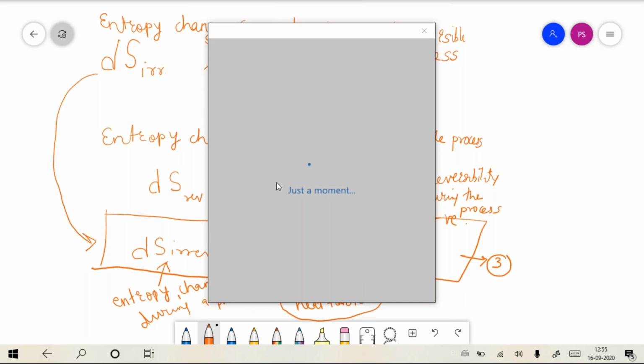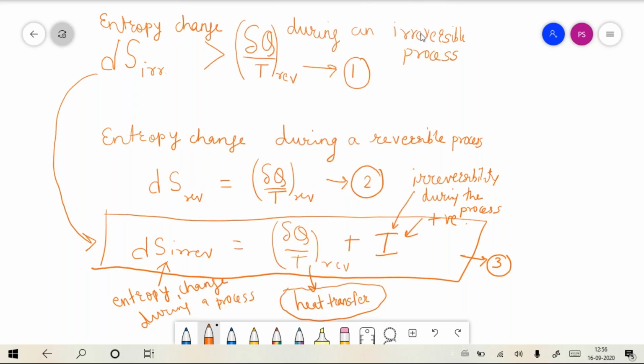So if there is no heat transfer, and if the process is reversible, then ds would be 0. You can substitute the value of del Q as 0 in the expression, and you would get that ds is equal to 0 if the process is reversible. It means that the entropy would not change if the process has no heat transfer. If there is no heat transfer, then the entropy would remain constant. This you need to keep in mind.